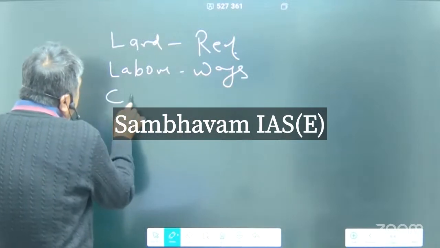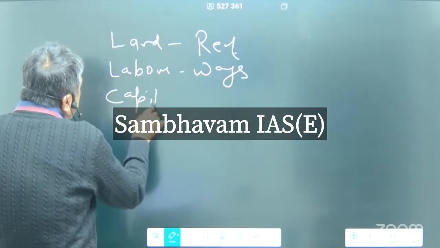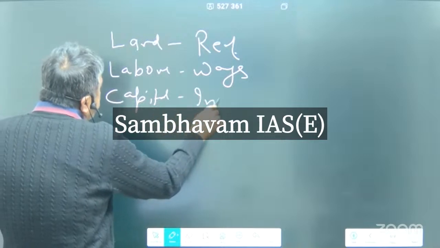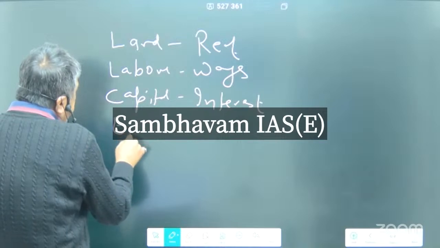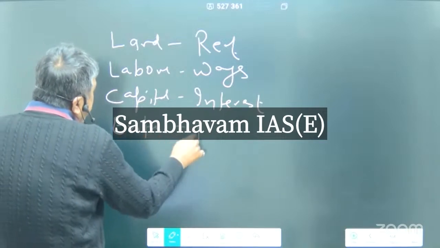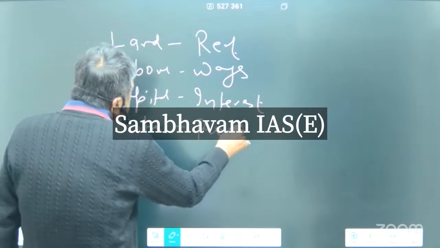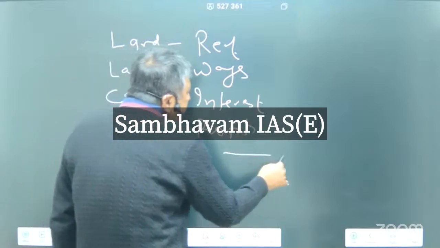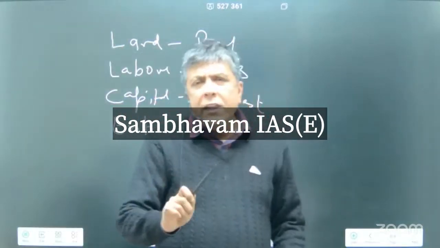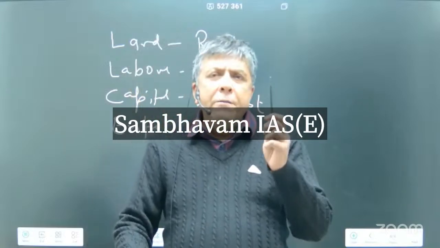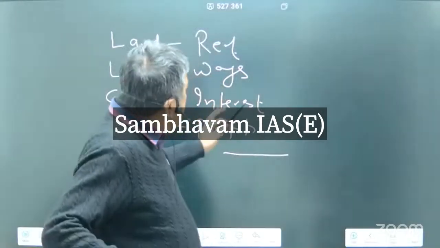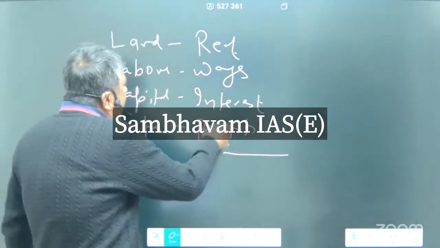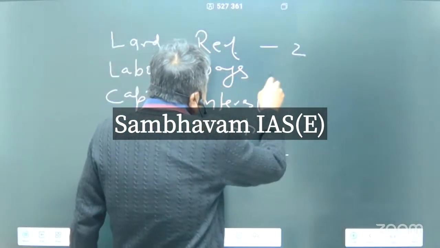For capital, we are paying interest. To the entrepreneur, we are paying profits. Okay. Suppose that during the year, only one pen was produced. And in making this pen, these 4 factors of production were used and they were paid 2 rupees each.